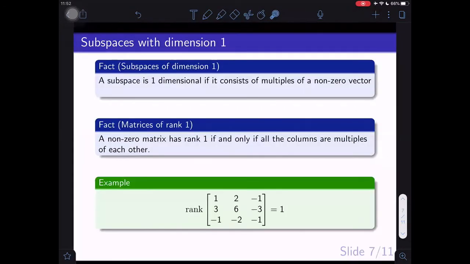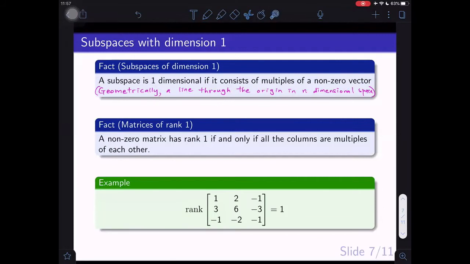We can also say a little bit about dimension or rank 1. A subspace is one-dimensional if the subspace consists of multiples of a non-zero vector. Geometrically, this would be a line through the origin in n-dimensional space, potentially very large dimensional space.